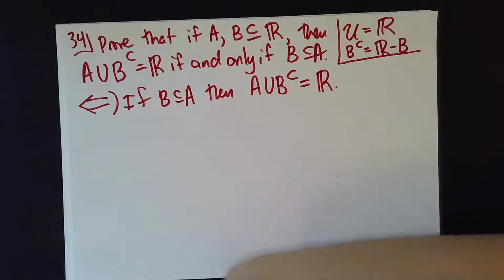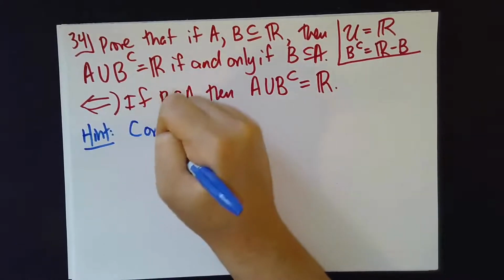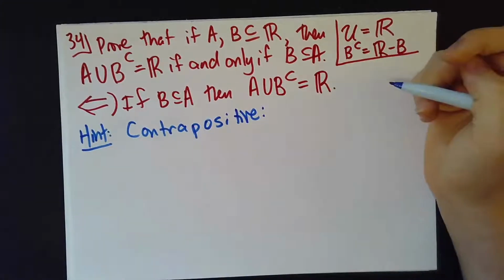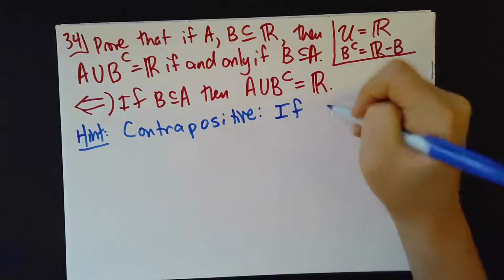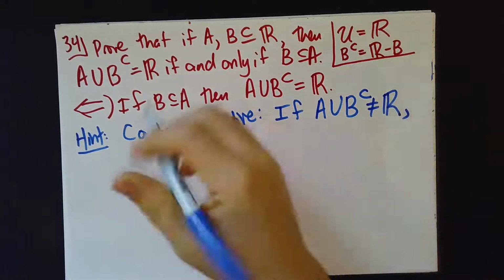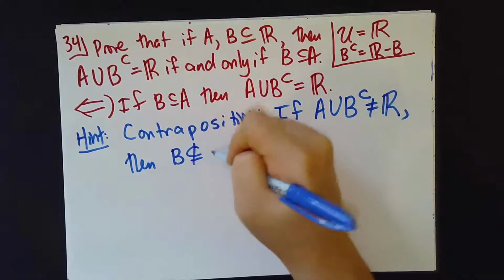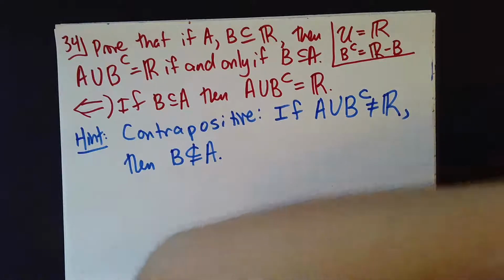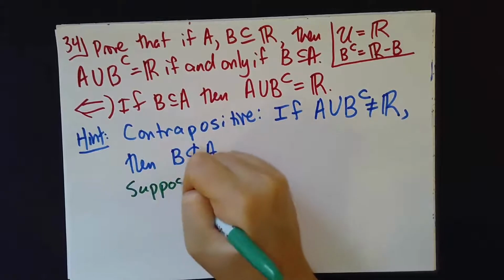And so here's my hint. Prove the contrapositive of this. Which is, if A union B complement is not the reals, then B is not a subset of A. And just to give you a sense of how to get started, I'm going to suppose A union B complement is not R.